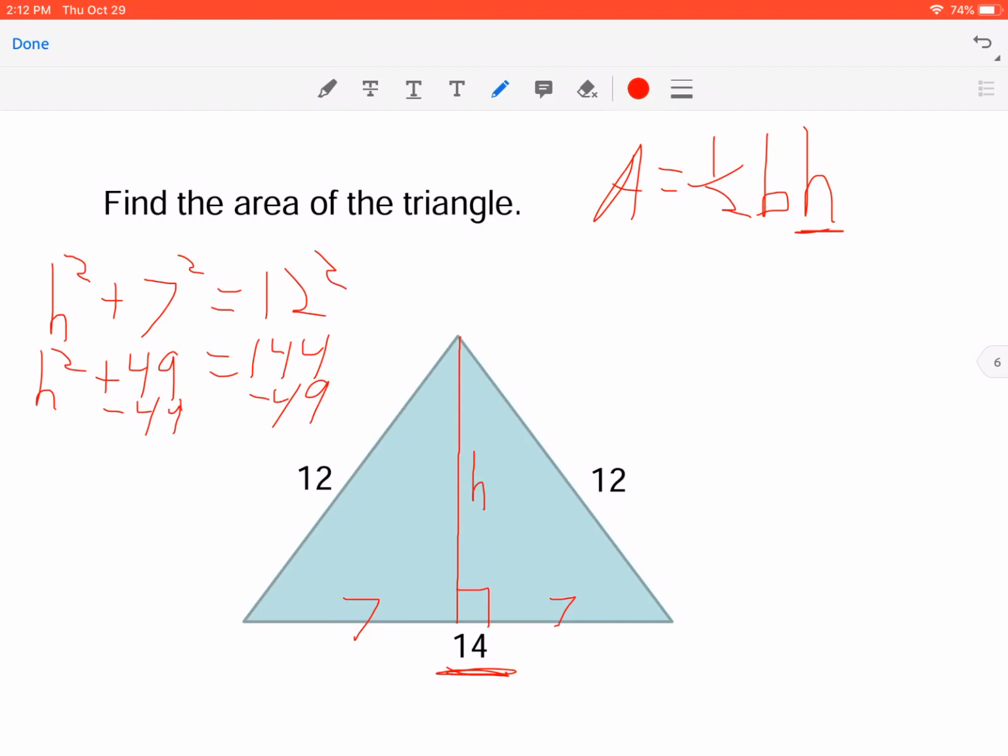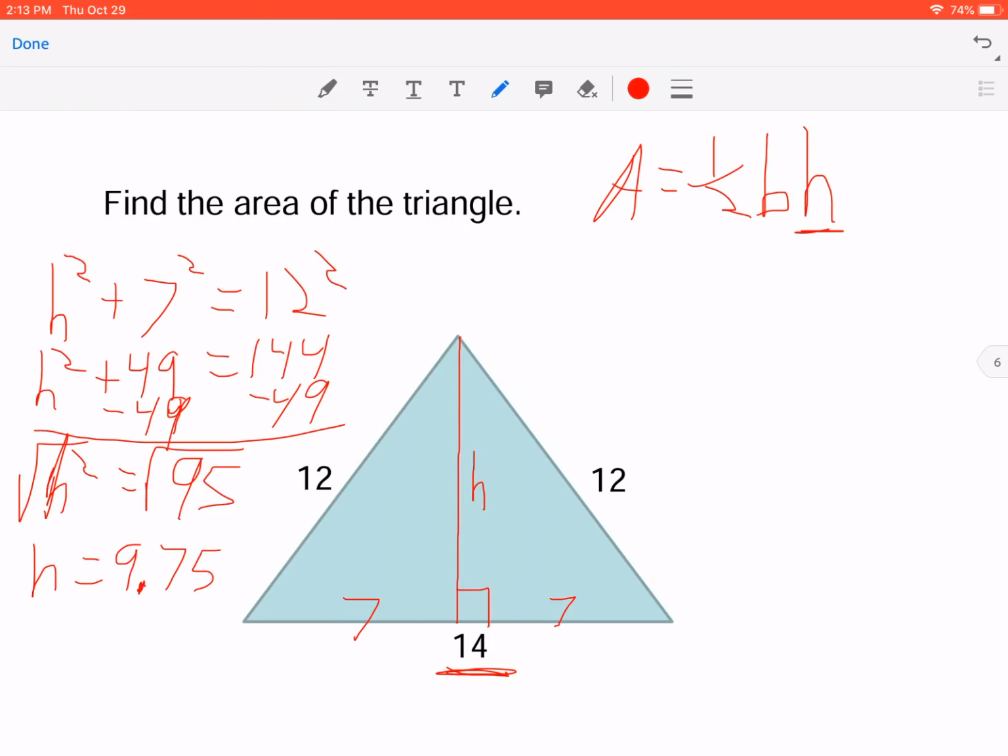And h squared should equal, and again, you can use your calculator on this, 95. And again, how do I get rid of a square? I square root it. The square root of 95 is 9.75. Take it to the nearest hundredth. Okay, use that answer and plug it back in up here.